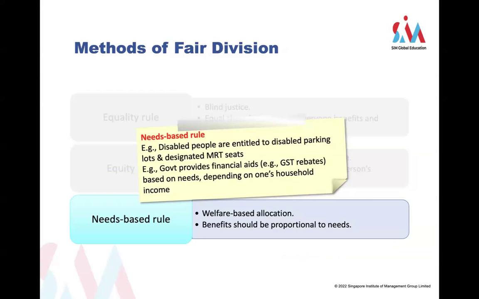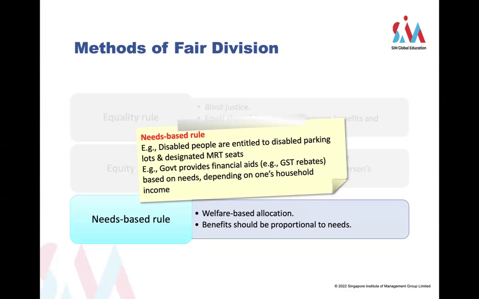Maybe it is not very convenient for them in a wheelchair, so they need to have bigger toilets. That's why we have disabled toilets, whereby it is bigger and you can push the whole wheelchair into the toilet. Disabled parking lots are nearer to the entrance of the shopping mall, for example, and designated MRT seats. These seats are reserved for people who need them more than yourself, okay? Because you are healthy, you're young, you're able to stand when there are no other seats available.